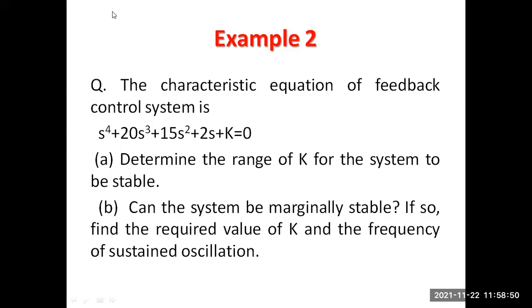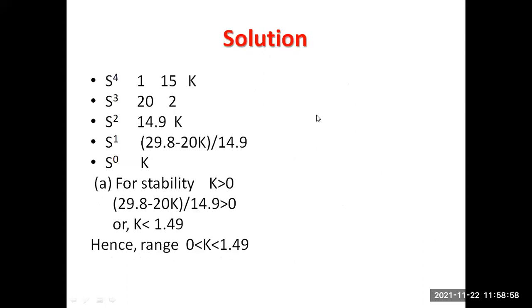Sir, K lies between 0 to 1.5. 1.5, beta, it should be, okay. Yes, sir, 1.49. Very good. Sir, that's 1.49. Correct. It is correct.